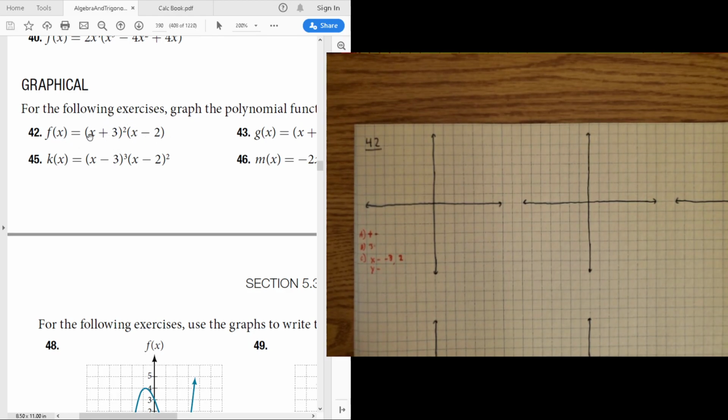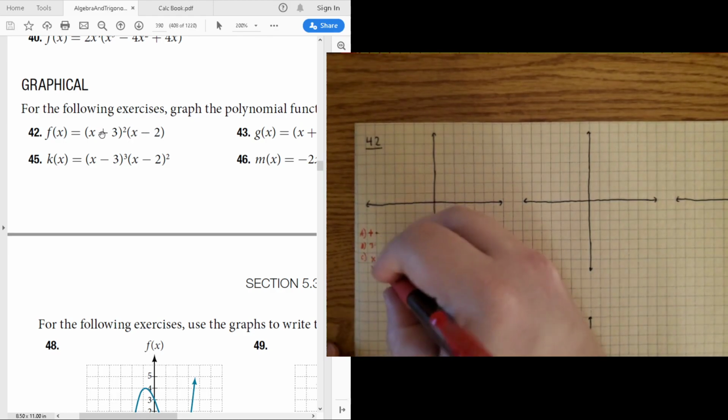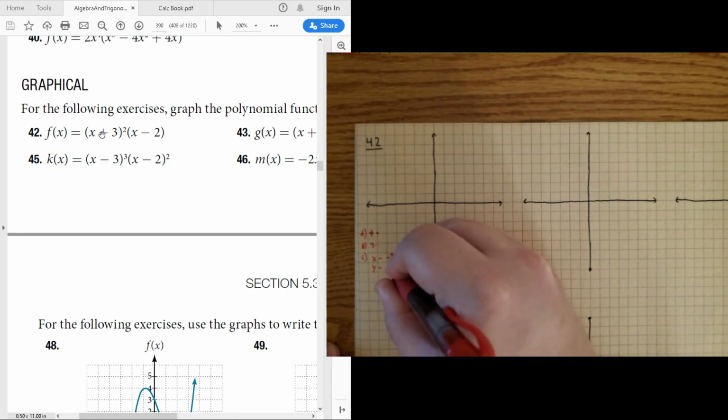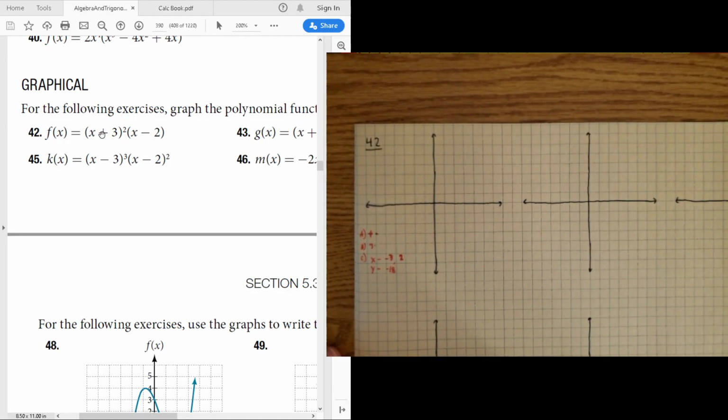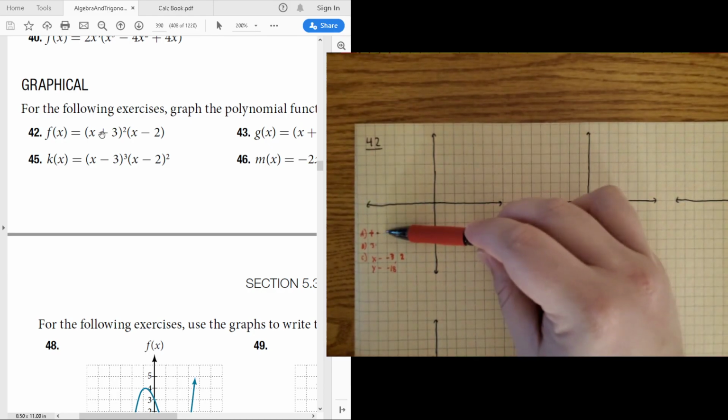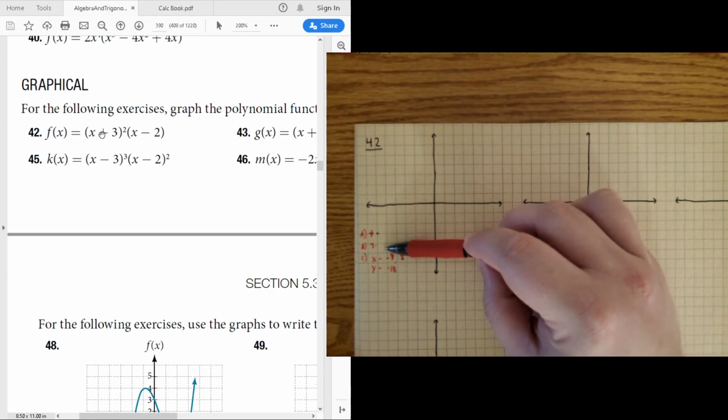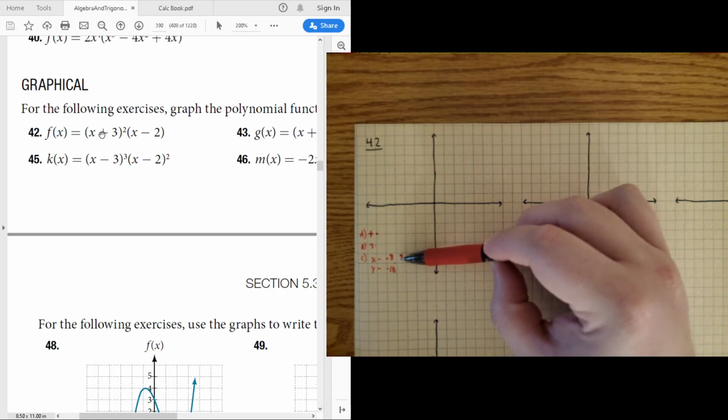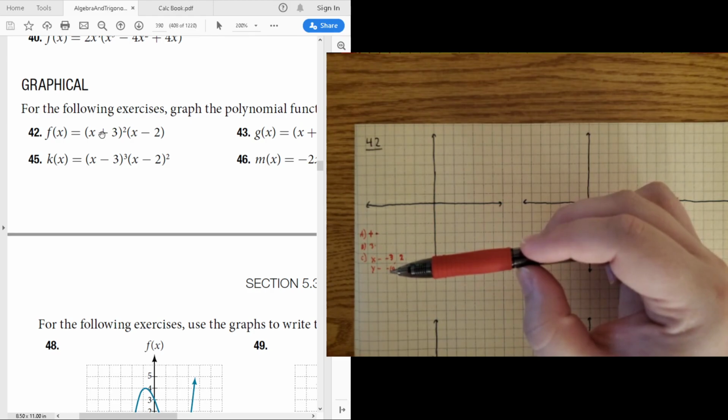To find the y-intercept, what I do is I plug in 0 for x, so 0 plus 3, and then 0 minus 2. 0 plus 3 is 3. Square that is 9. 0 minus 2 is negative 2. And negative 2 times 9 is negative 18. So already I've got a lot of information here. I know it's a positive function with a power of 3. I know that I have intercepts at negative 3 and at positive 2. I know it has a y-intercept at negative 18.